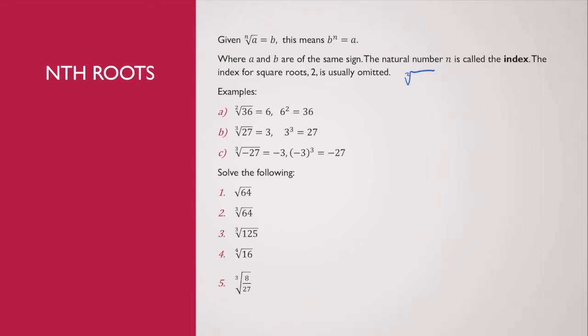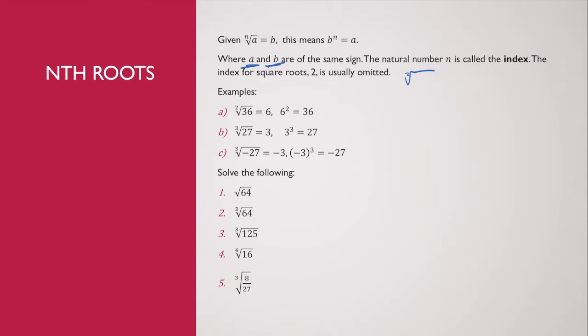So for example, the square root of 36 is 6 because 6 squared is 36. That's what it means with a and b being both the same sign. The cube root of 27 is 3 because 3 cubed is 27. And the cube root of negative 27 is negative 3. And that's because negative 3 cubed is negative 27.